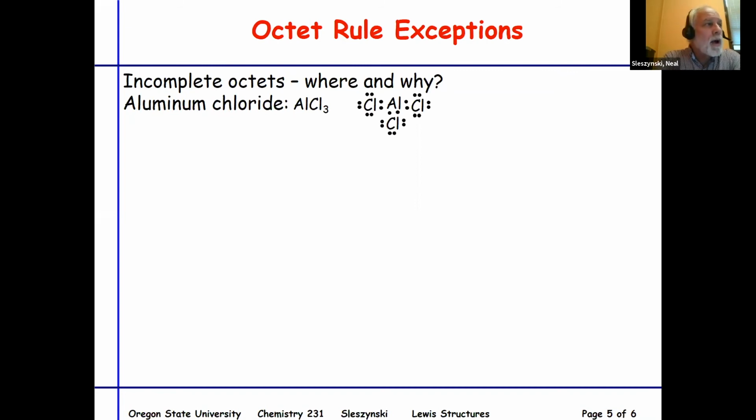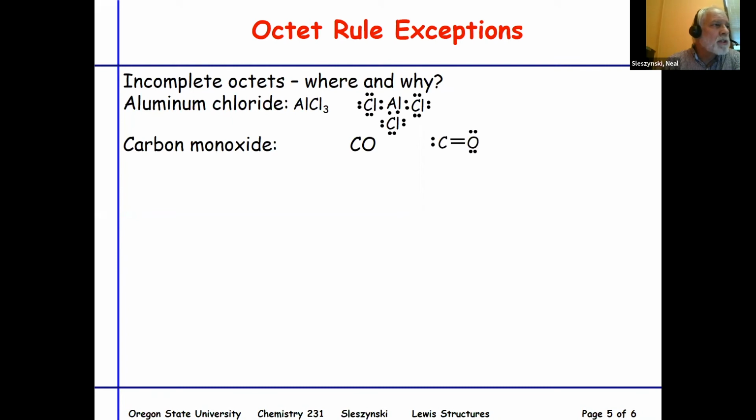Well, if we analyze this structure, we see that each of the chlorines has reached an octet. But aluminum only has 2, 4, 6 electrons around it. It has not reached an octet, but it has no more valence electrons to share in additional bonds. So aluminum trichloride, shown here in its Lewis structure, is an example of an incomplete octet.